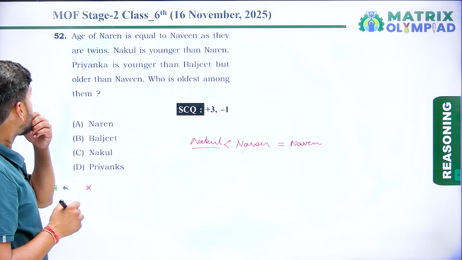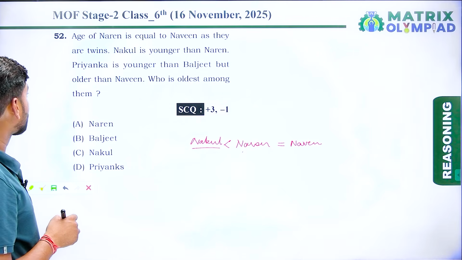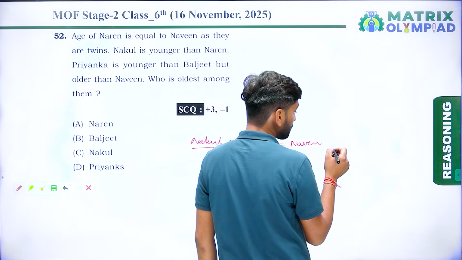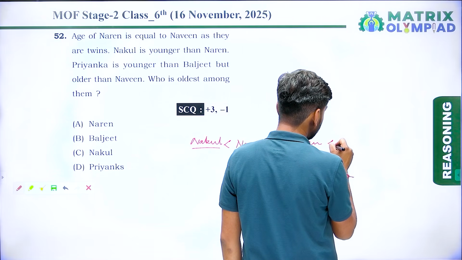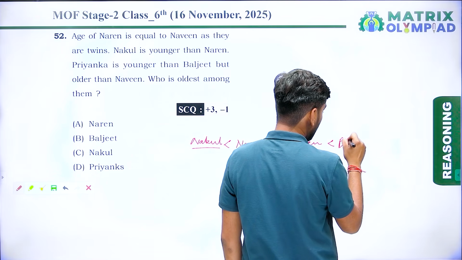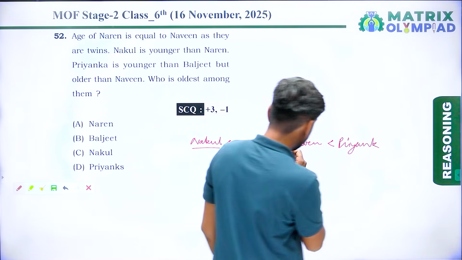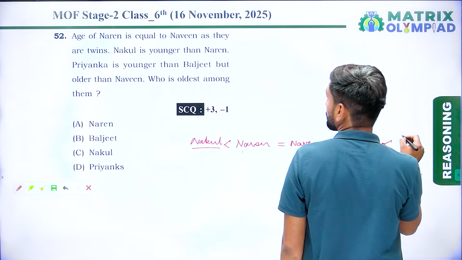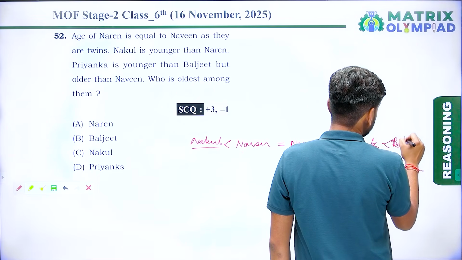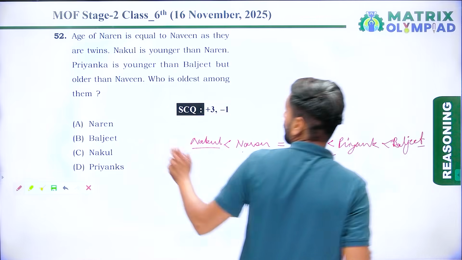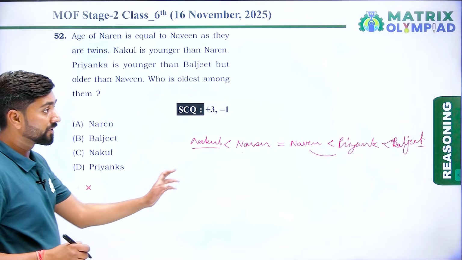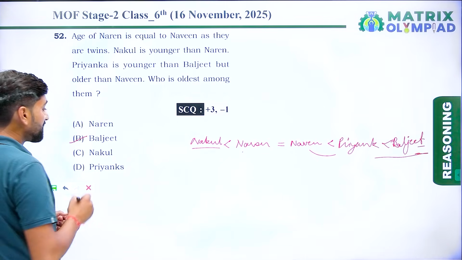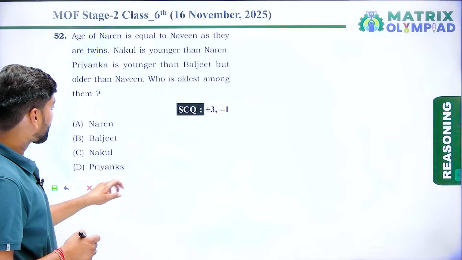Next it states that Priyanka is younger than Baljit but older than Naveen. So Priyanka is older than Naveen but younger than Baljit. Out of them, who is the oldest among them? Baljit is the oldest among all of them. Option number B is the right answer of our question. Now let's move to the next question.